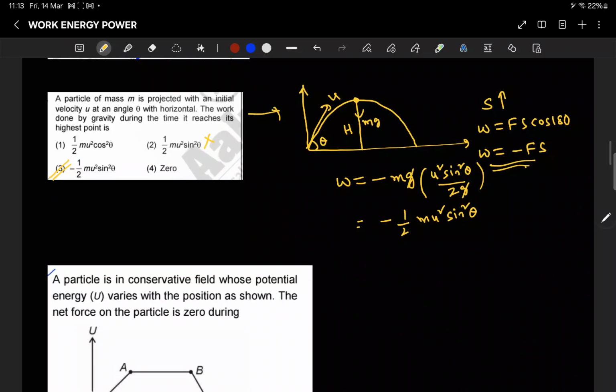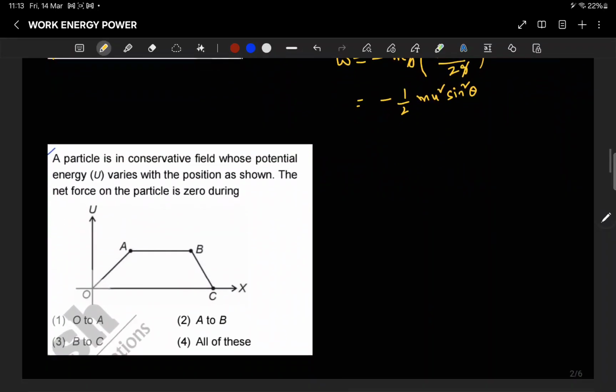Yes, students. Next question. A particle is in a conservative field whose potential energy varies with position. I think I explained a similar problem above. Conservative force equals minus the potential gradient, minus du by dx. Now the question: net force on the particle is 0. Where force is 0 means the slope must be 0.